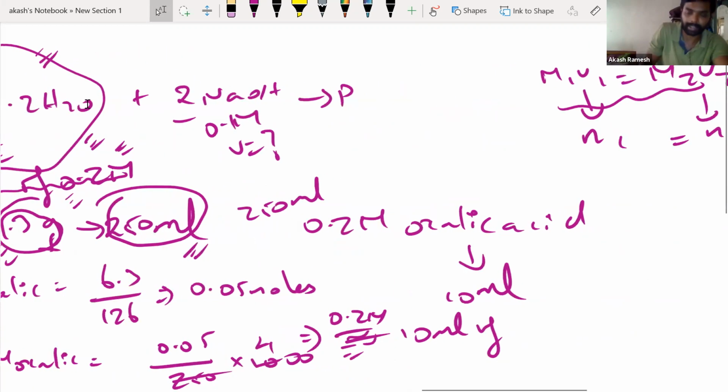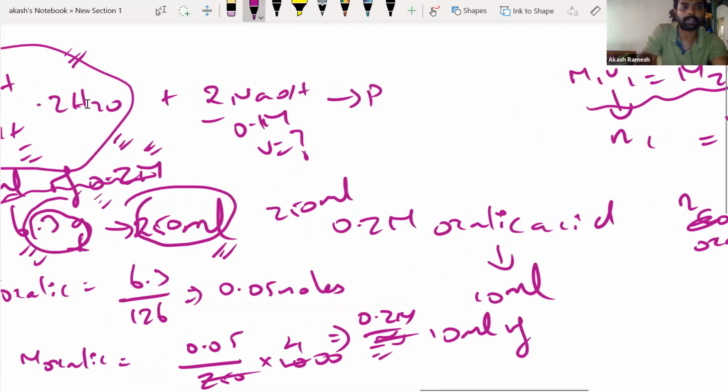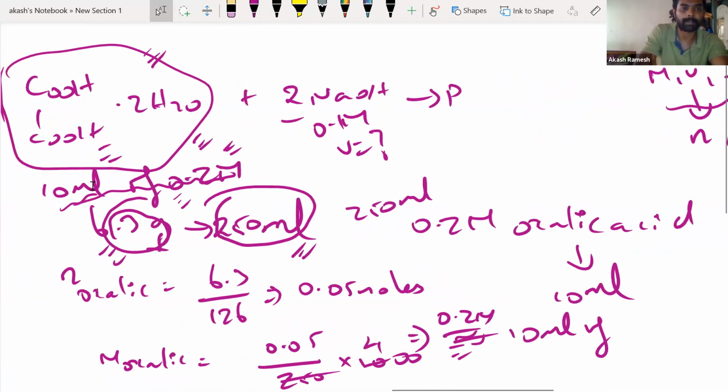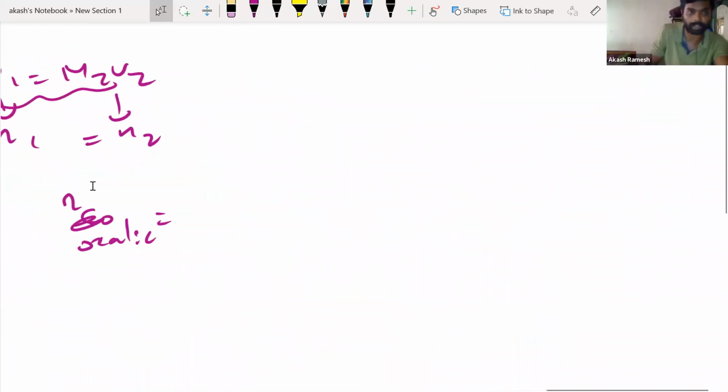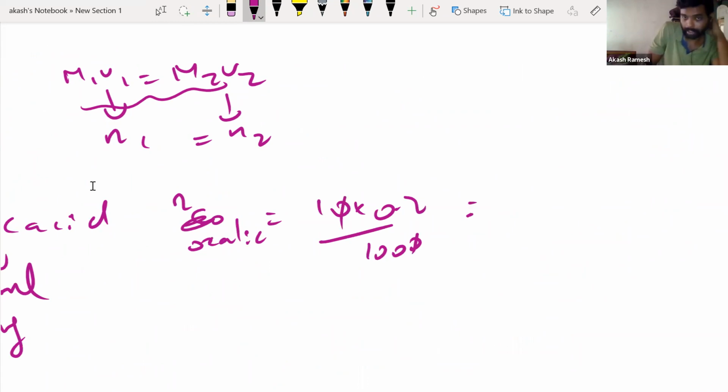So I'm calculating number of moles of oxalic acid. Now that would be molarity into volume. That is 10 ml into 0.2. So that would be 10 into 0.2 divided by 1000. So that would be 0.0002, correct? 0.0002 moles, right?